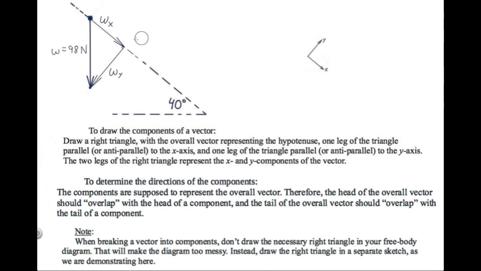Now that we know the directions of the components, we can determine the signs of the components. W sub x points down the hill. Down the hill is our positive x direction, so W sub x is positive. W sub y points into the hill. Into the hill is our negative y direction, so W sub y should be negative.